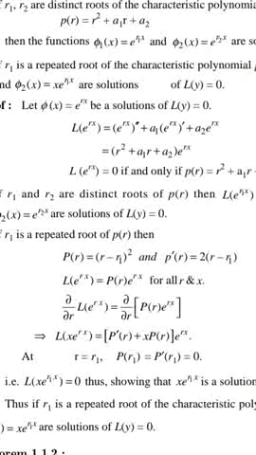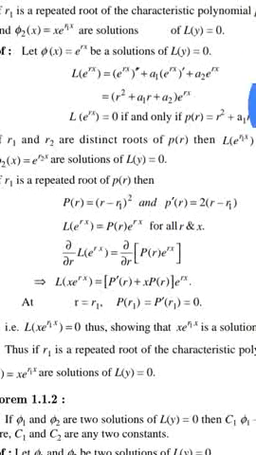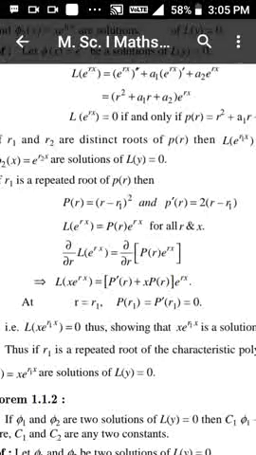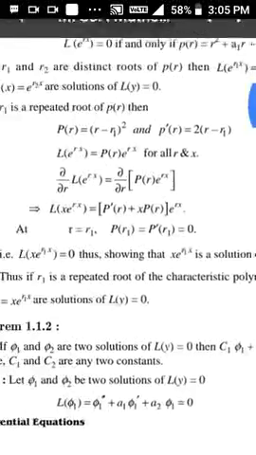Proof. Let phi of x is equal to e raised to rx be a solution of L of y is equal to 0. Therefore, L of e raised to rx is equal to the second derivative of e raised to rx plus a1 times the derivative of e raised to rx plus a2 e raised to rx, which is nothing but r square plus a1 r plus a2 times e raised to rx. L of e raised to rx is equal to 0 if and only if p of r is equal to r square plus a1 r plus a2 is equal to 0.